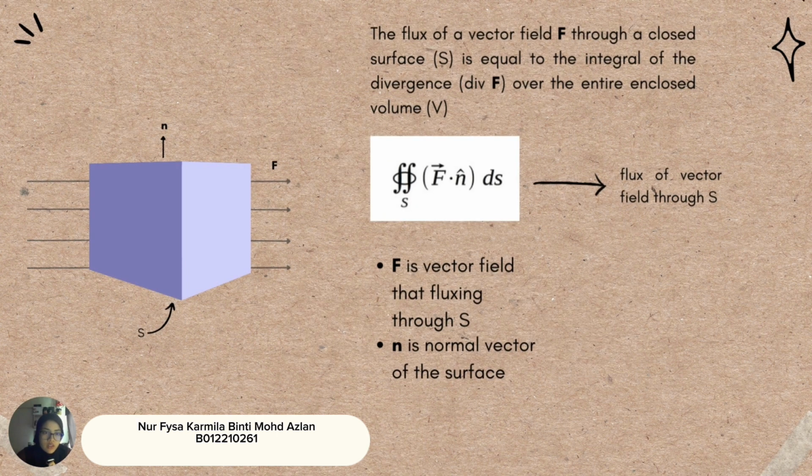As we can see here, the flux of a vector field F going through the closed surface S is going to be equal to the integral of the divergence over the enclosed volume. So this is the first part of the divergence theorem, the left-hand side. The left-hand side is the surface integral. F is the vector field that is fluxing through S, which means whatever is going through the surface. And N is the normal vector of the surface.